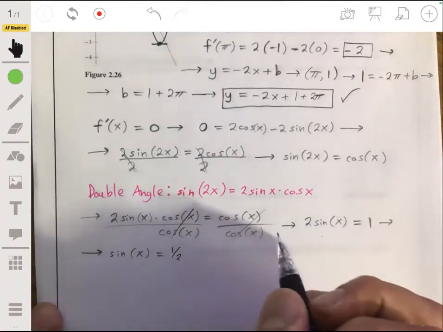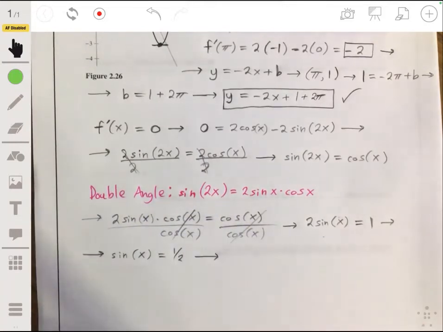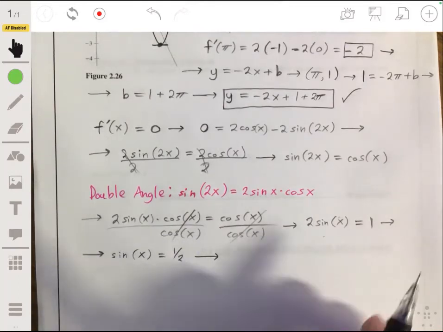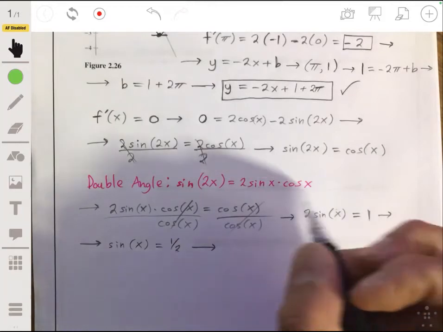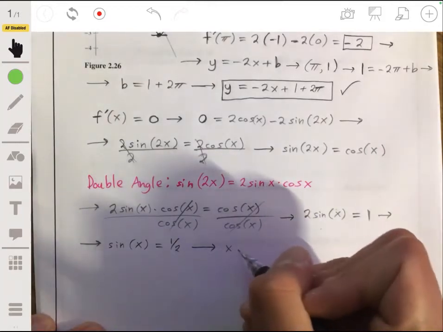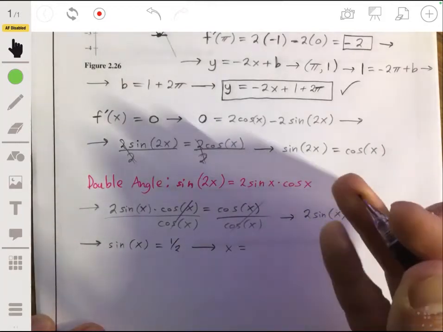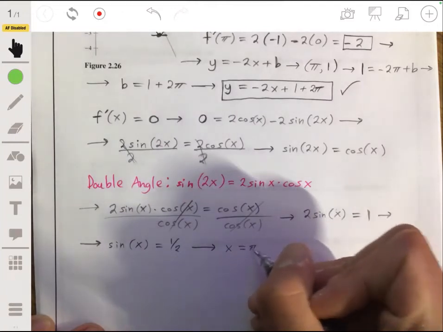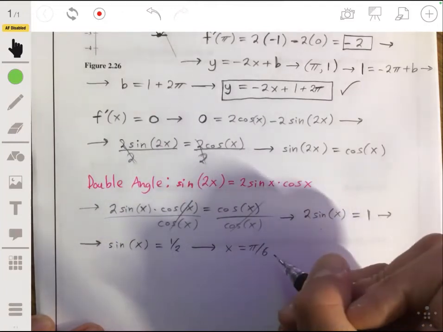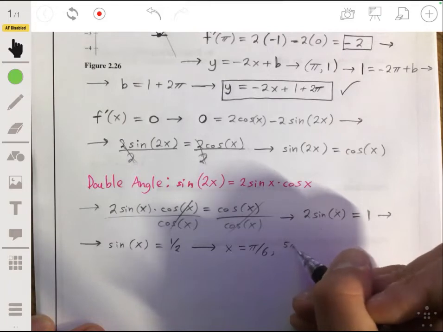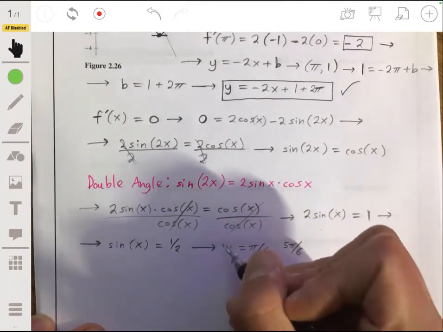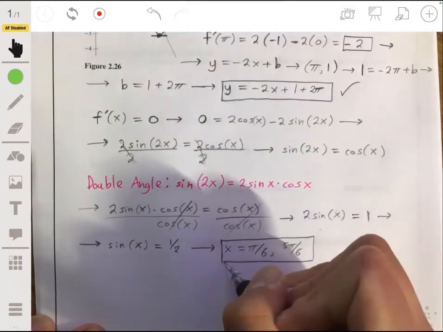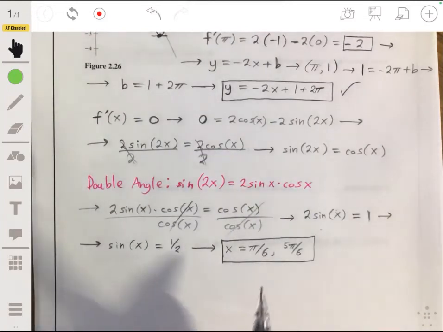Now, you should know the solutions to this, especially if you're in calculus. They're going to be on your unit circle. So the x values are 1/6 pi and 5/6 pi. Make sure you definitely know that. You definitely need to have your unit circle memorized. So sine of x is 1/2 at pi over 6 and 5 pi over 6.